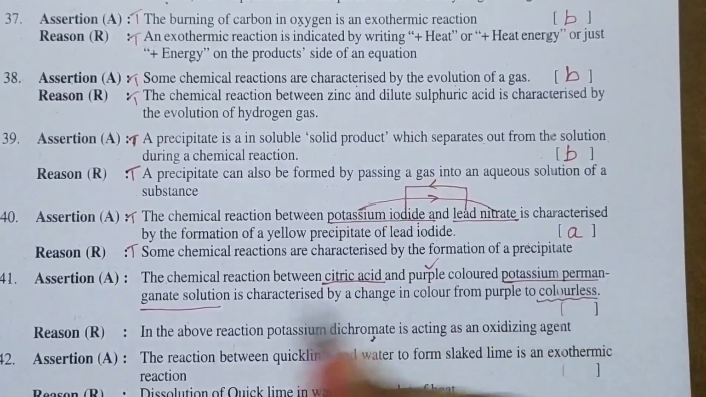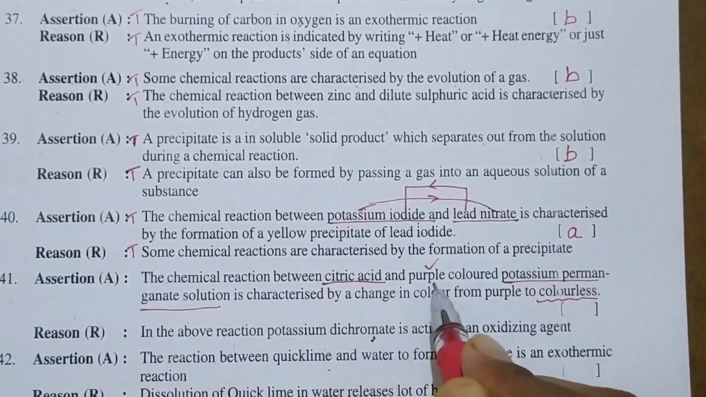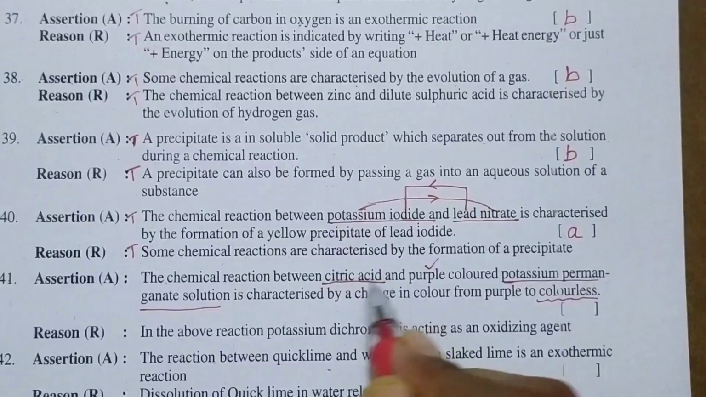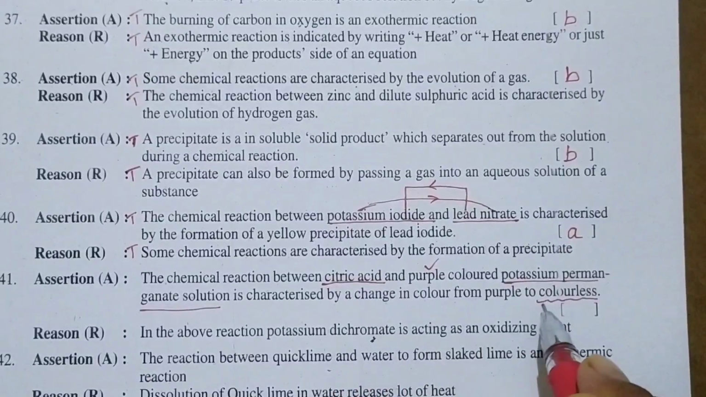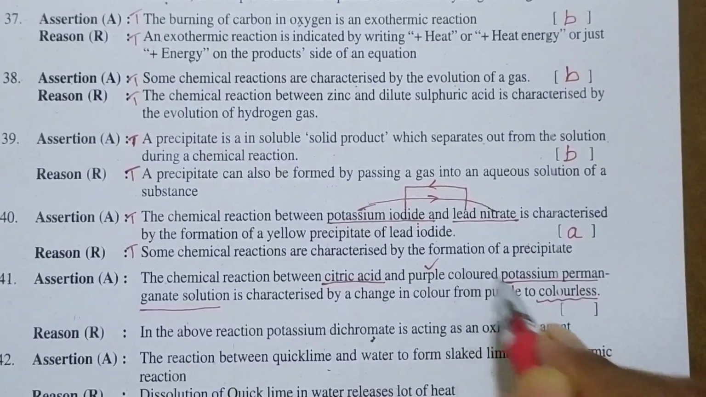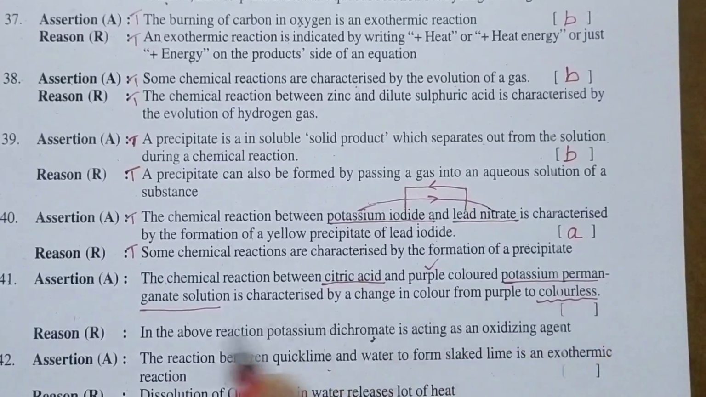Initially potassium permanganate has the color purple, but when it is added to citric acid, slowly it will change its color, meaning it loses its color and becomes colorless. So this is true. Now let us see the reason.